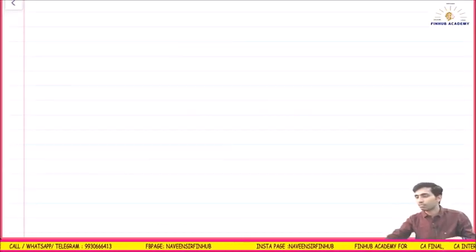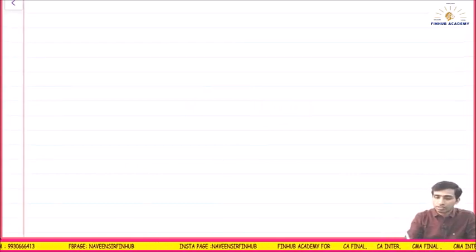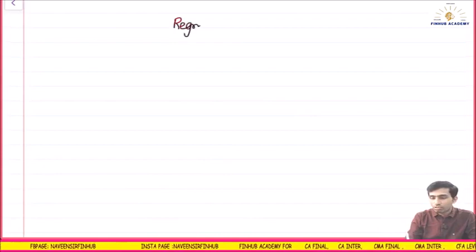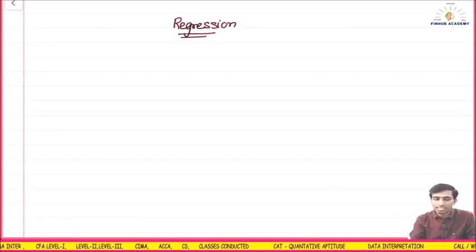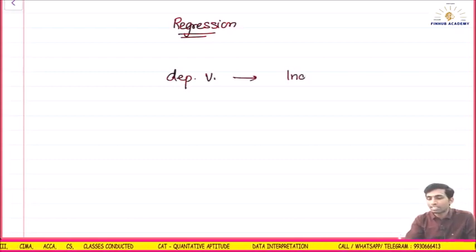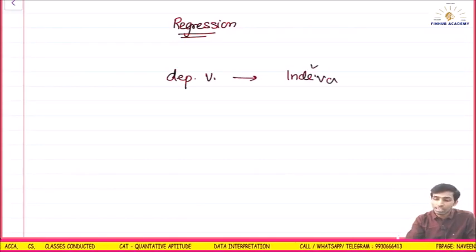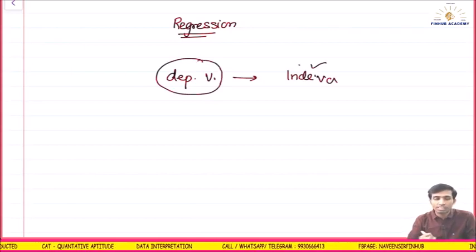So we have done the first part, that is the correlation part. Now we are moving towards regression. Regression means we are trying to estimate the equation of a line. What is regression? Regression is estimating the value of the dependent variable to the corresponding known value of the independent variable. Okay, this is the definition. We know the value of the independent variable. Based on that, I am trying to find the value of the dependent variable.